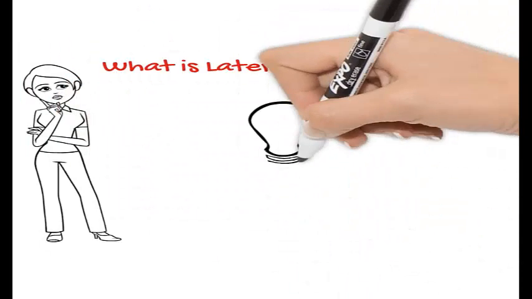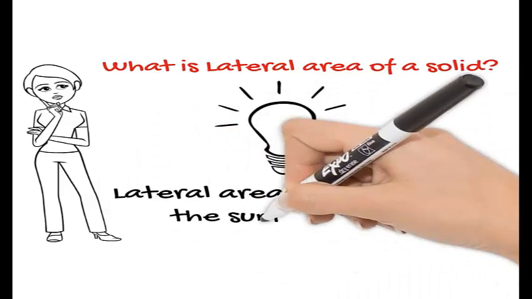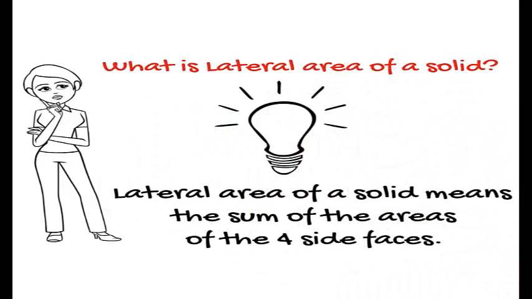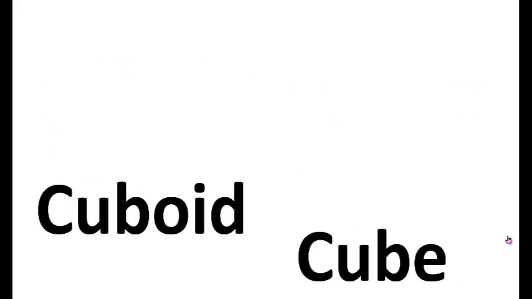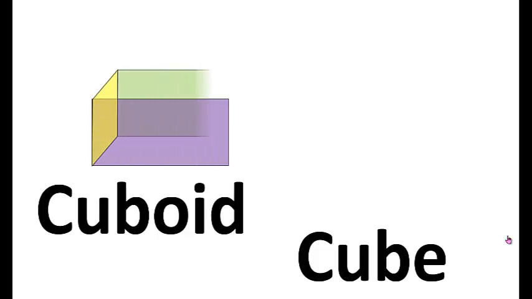What's the lateral area of any solid? Lateral area of a solid means the sum of the area of the four side faces. So, when I am calculating a lateral area, either for a cube or a cuboid, I am calculating the area of the four side faces. In other words, when I am calculating a lateral area of a cuboid, I am calculating only the four side faces. The top and the bottom are not included.